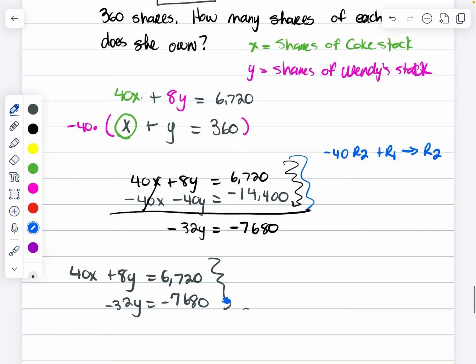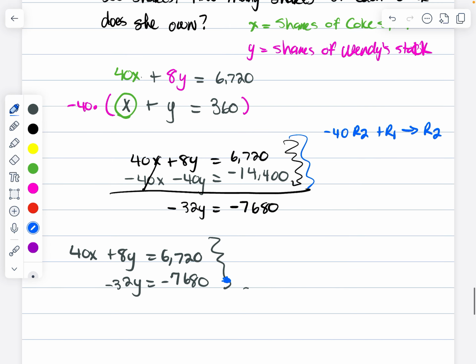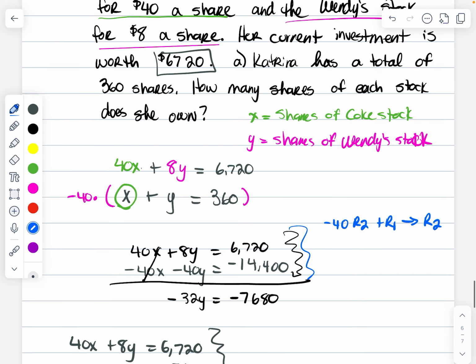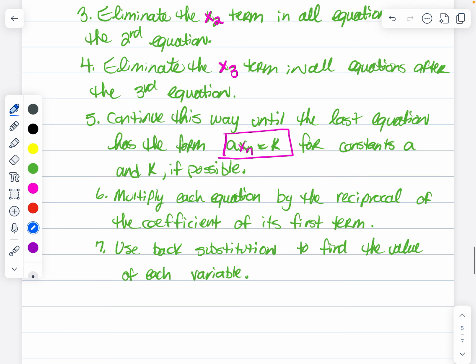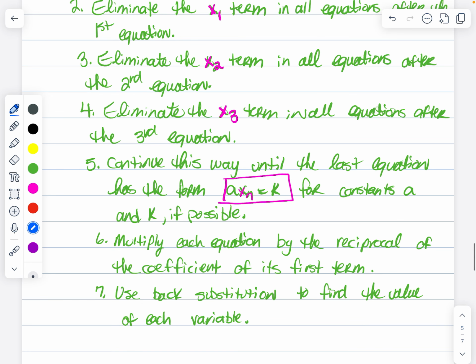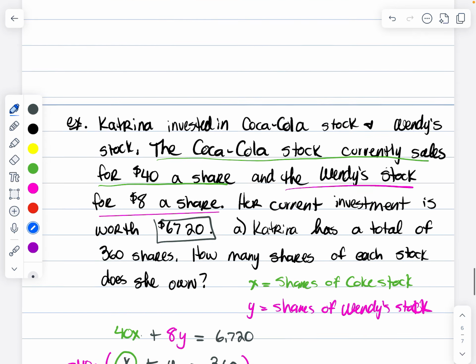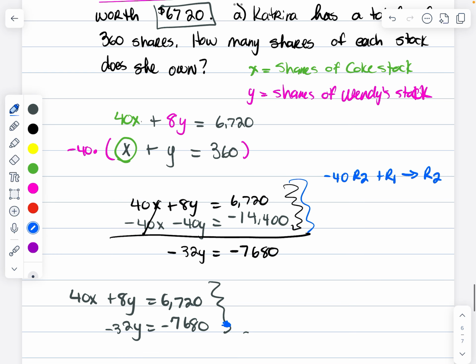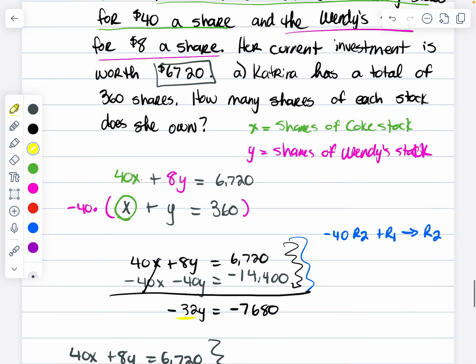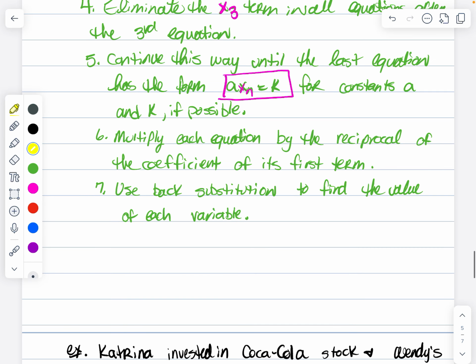So now from here, we have to think about what we want. If we look at our steps, it says continue this way until the last equation has the form a number times our variable equals some number. That's really what we have here. We got our coefficient, negative 32, and our variable y is equal to some constant. So we continued until we got there.